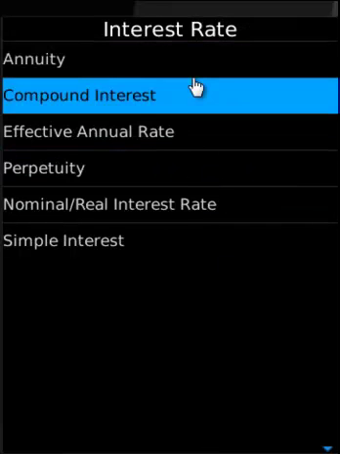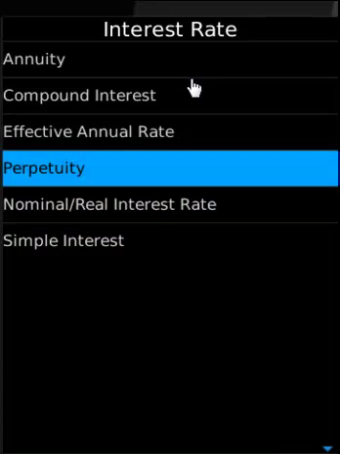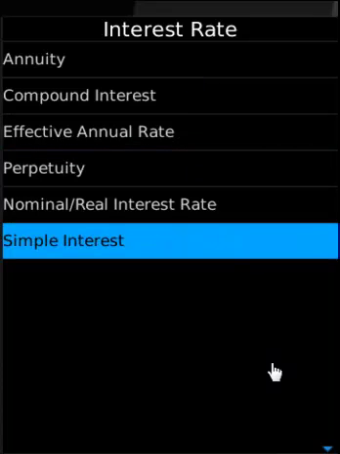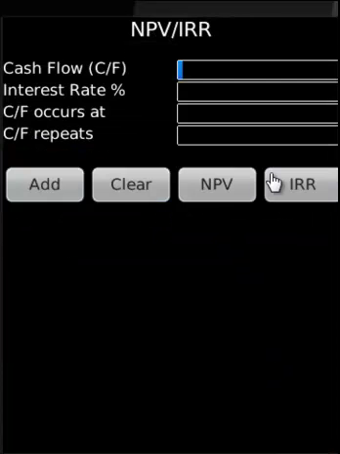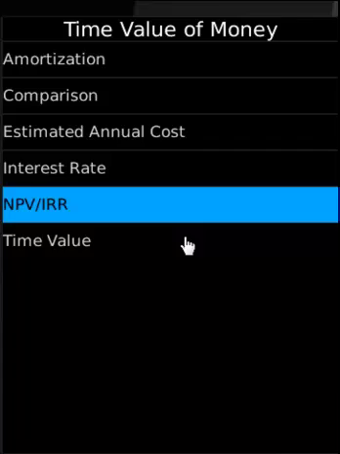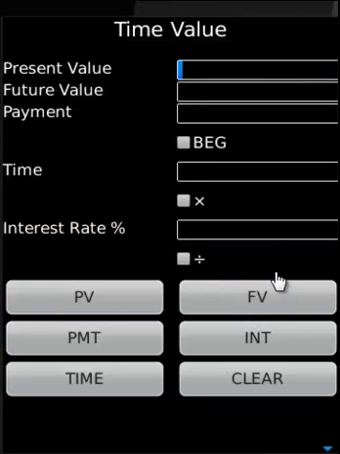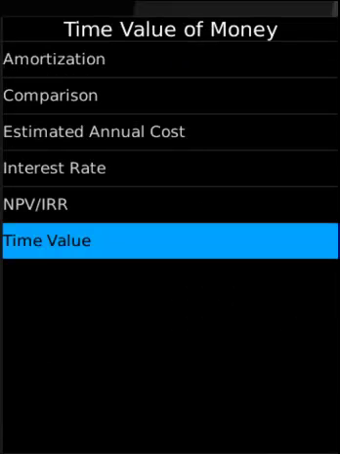Interest rate: we cover annuity, compound interest, effective annual rate, perpetuity, nominal, real, simple interest. NPV, IRR, we can calculate NPV or IRR. Here the cash flows can start at any time, and we can repeat the cash flows. So time value: specify some of these values, and we can calculate present value, future value, payment, interest, time.